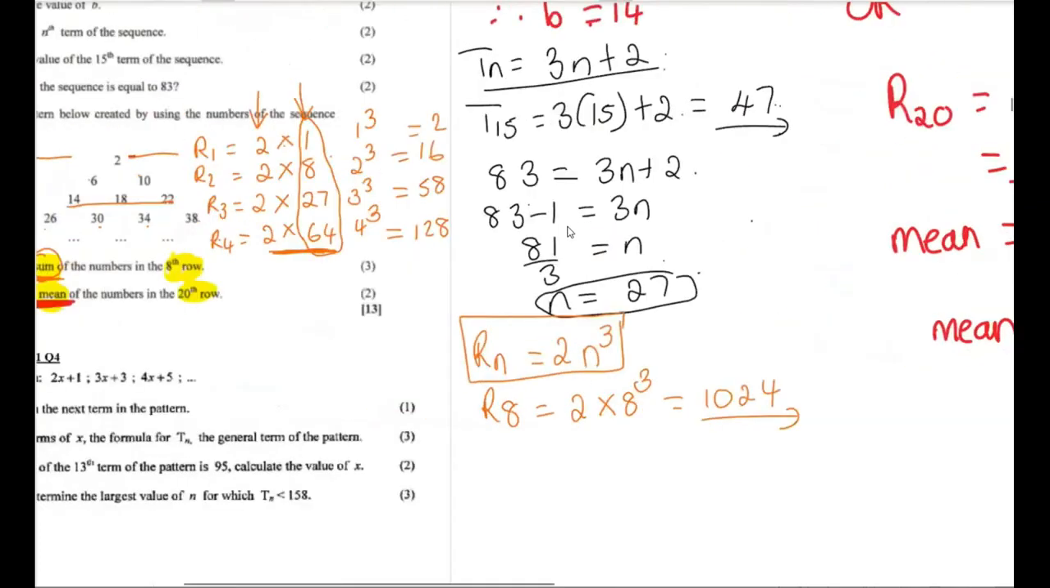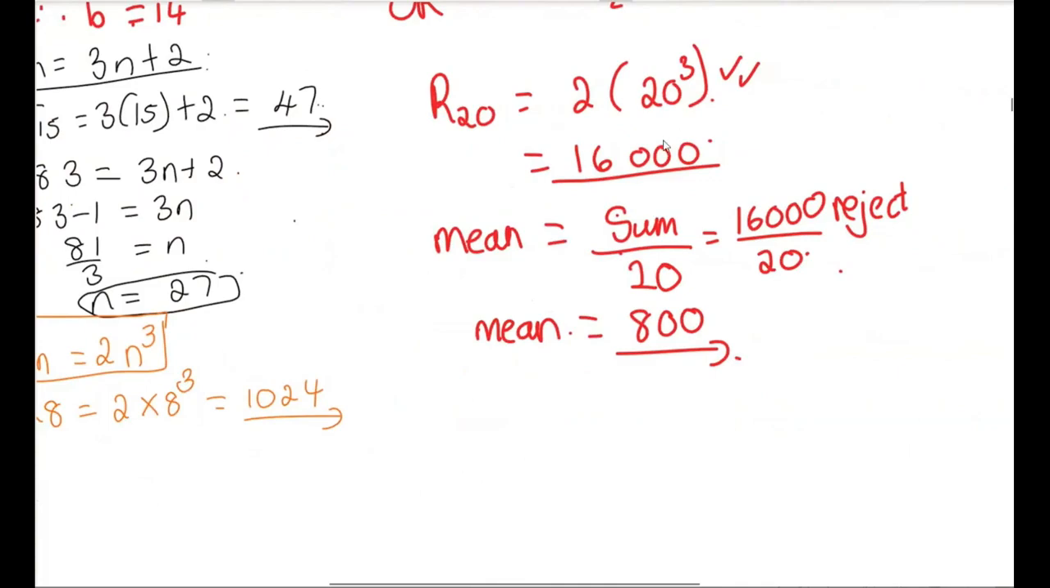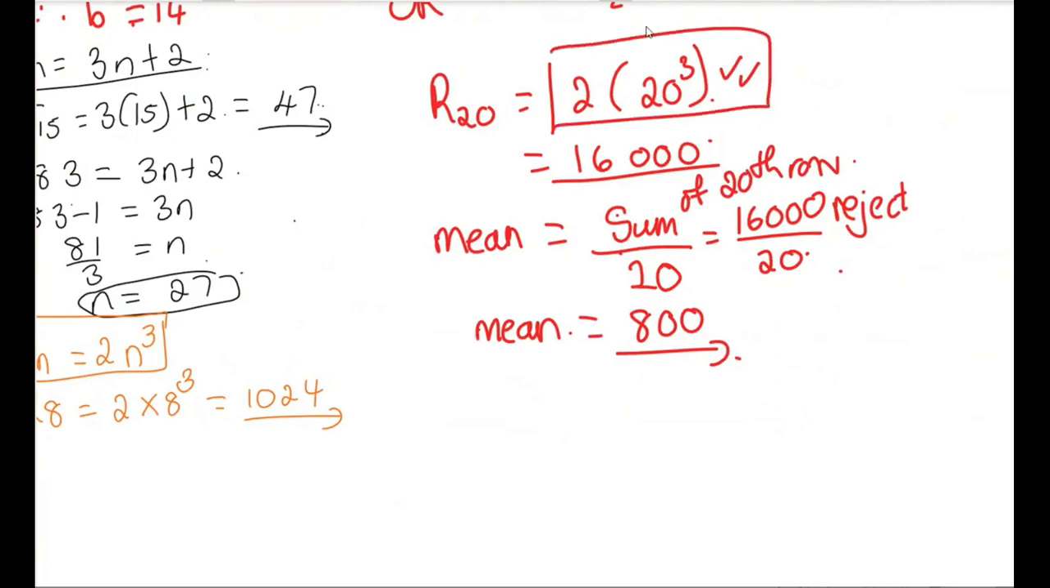So the idea is the examiner says the mean of the numbers in the 20th row. So obviously the mean means the sum of the numbers in the 20th row. We now know how to do the sum of the row. So for the 20th row, if we add all the numbers, according to the formula that we got here, it is our 2n cubed.